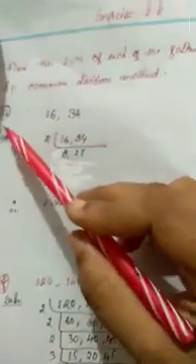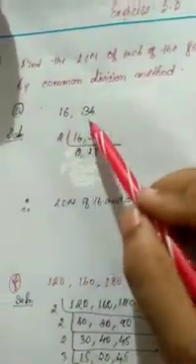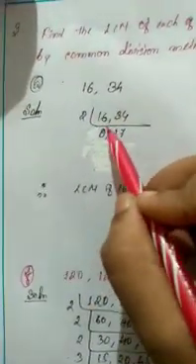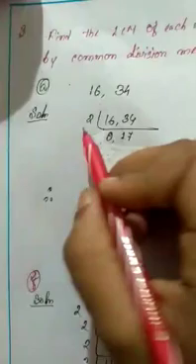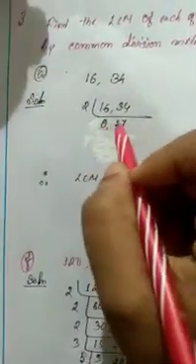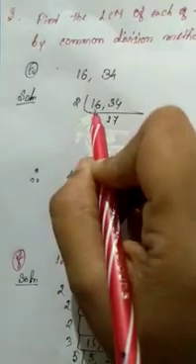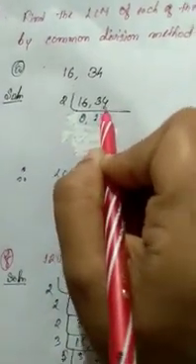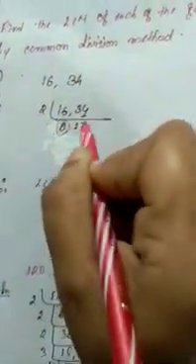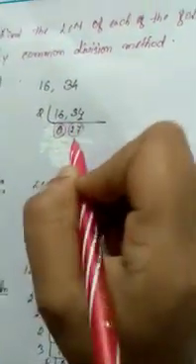Okay, so the first question, part A, is 16, 34. I have arranged them here, 16, 34, and we will see that both numbers are divisible by 2. 16 is divisible by 2, and 34 is also divisible by 2. So we'll divide by 2. Now we get 8, and 34 divided by 2 is 17.